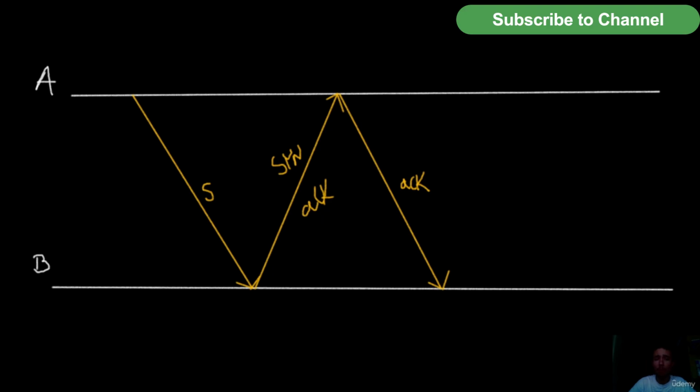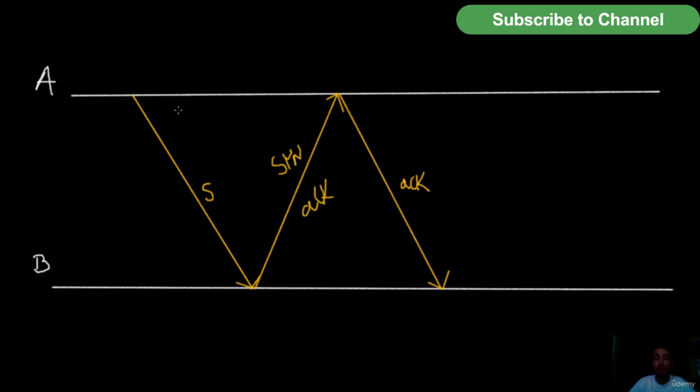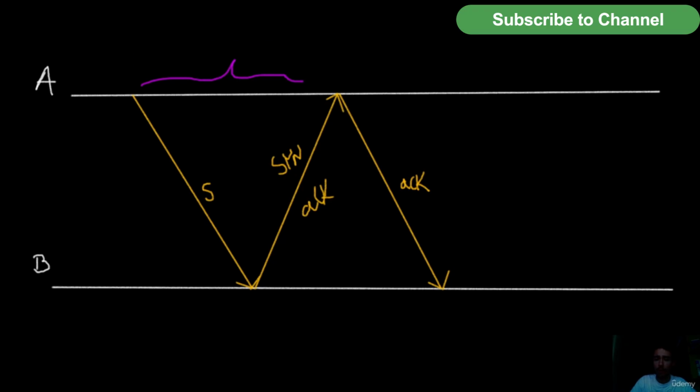Moreover, since we know that the capture is being made on the application A, the round trip time is going to be that very big time, which is the time between we send the synchronization and we receive the synchronization acknowledgement. So this difference, as we can see here, is 0.100374 minus 0. If we compute this difference, we can see that the round trip time is this value.